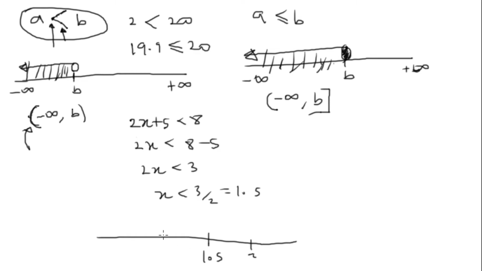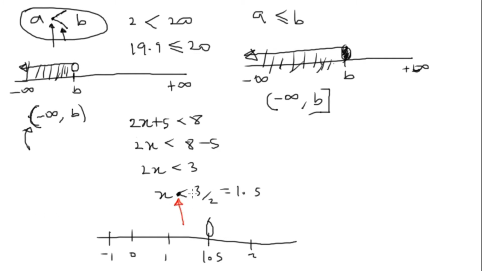Okay, then this should be 1, then this should be 0, then this should be minus 1. So I'm interested in 1.5, so we need to put a circle on it. Okay, now x is less than, notice that tip, x is less than, okay, notice this point.